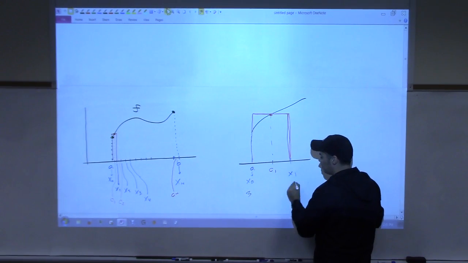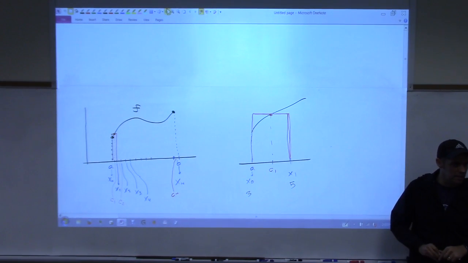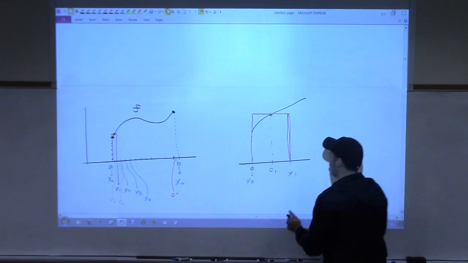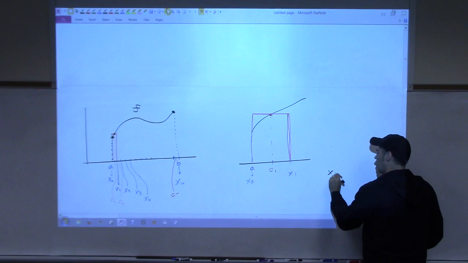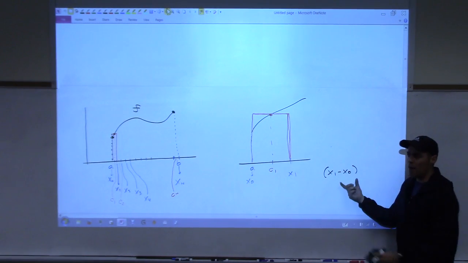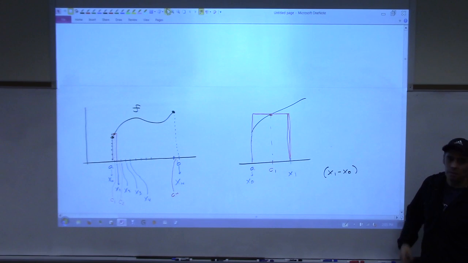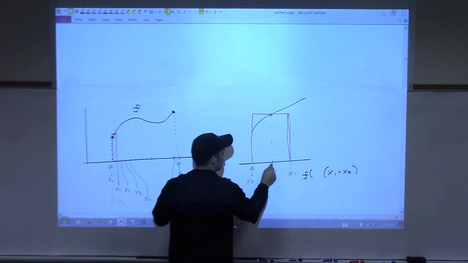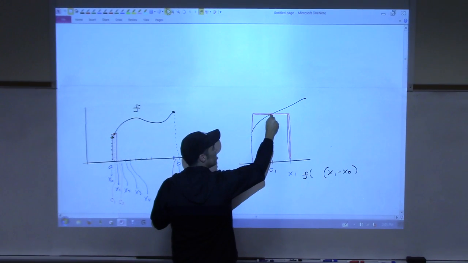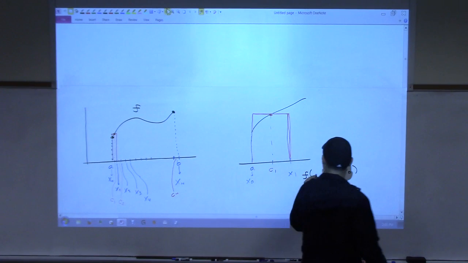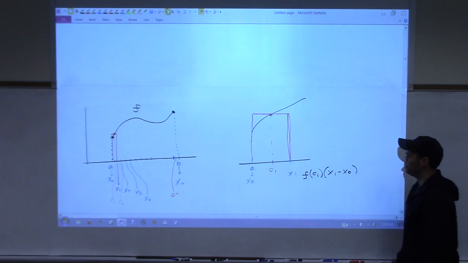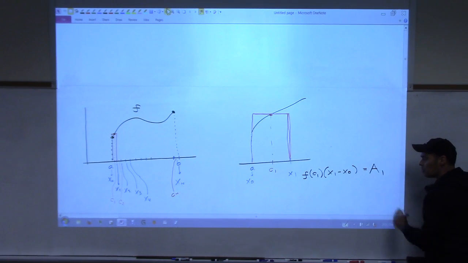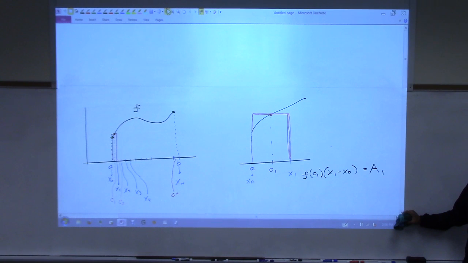Like if this was the number 3 and this was the number 5, then the distance between those would be 2, right? So the width of that rectangle is x1 minus x0. You agree? That's how wide it is? How tall is it? F, close, f of, what, where did I go? I took the C1, I went up, right? And that's how high it is? F of C1? This would be equal to the area of my first rectangle, right?